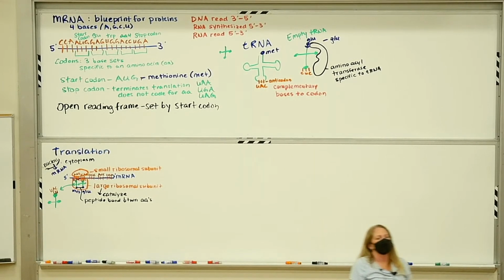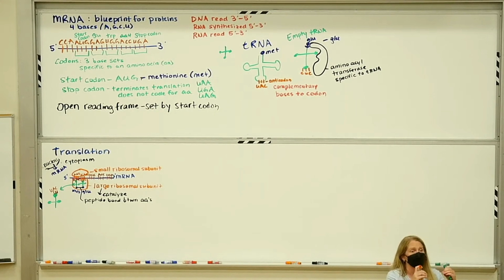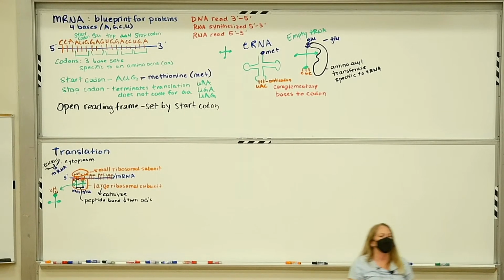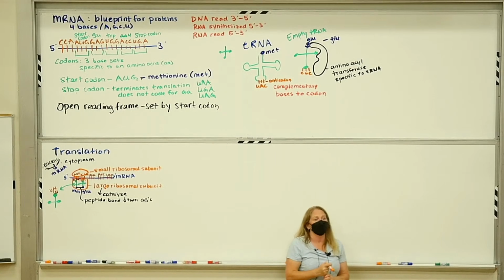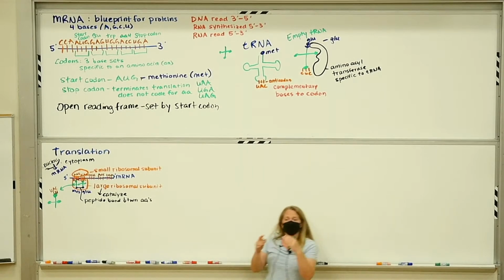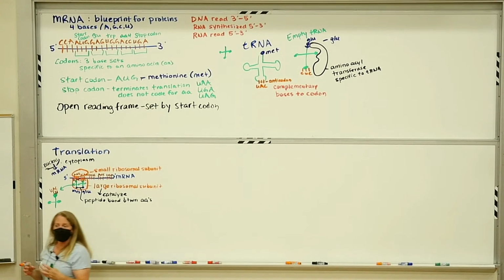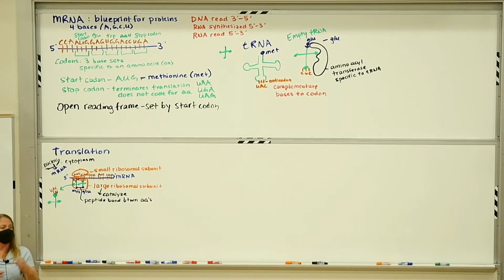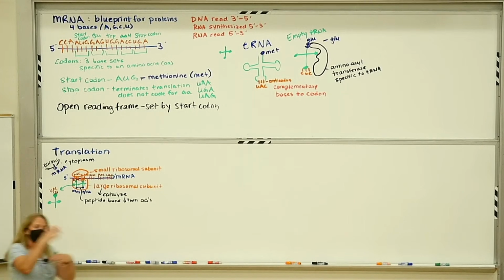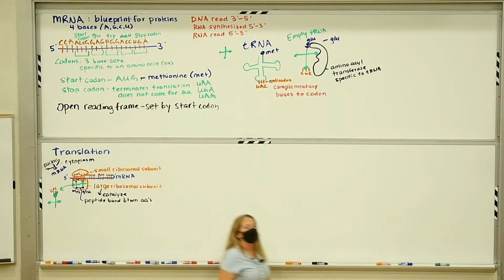How does the large ribosomal subunit attach to the small ribosomal subunit? I didn't say. I'm not entirely sure, and you certainly don't need to know. The small ribosomal subunit does recruit the large ribosomal subunit only when it finds a start codon. So I'm not sure what the factors are exactly.